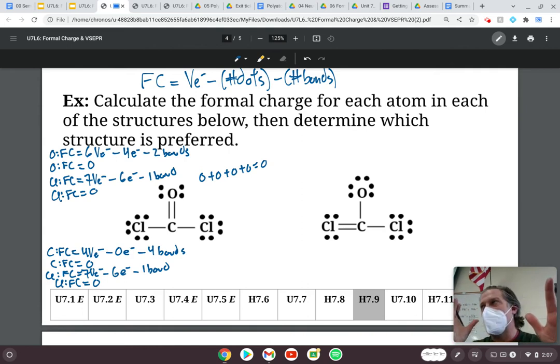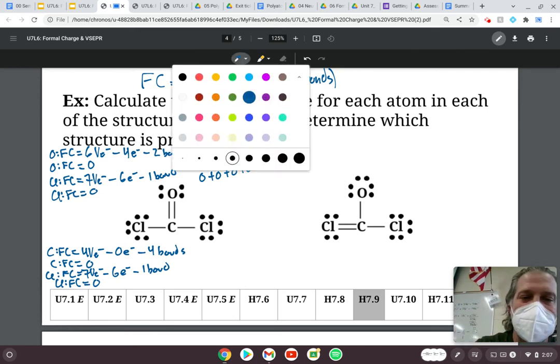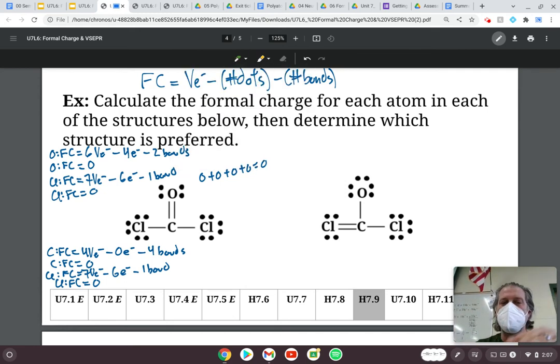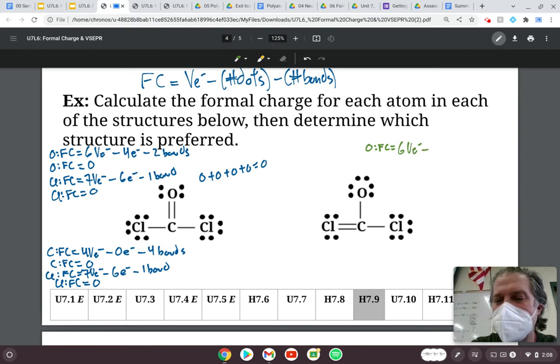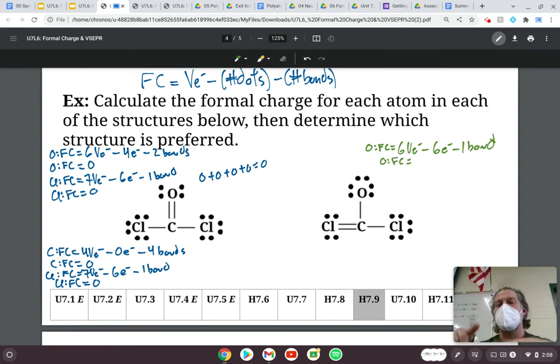In the molecule on the right, I'm going to start with oxygen, go to the chlorine on the left-hand side, do carbon, and then do chlorine, the same pattern. So the formal charge for oxygen is going to be 6 valence electrons minus 6 dots, so 6 electrons, minus 1 bond. In that case, oxygen's formal charge would be 6 minus 6 is 0, minus 1 is a minus 1.